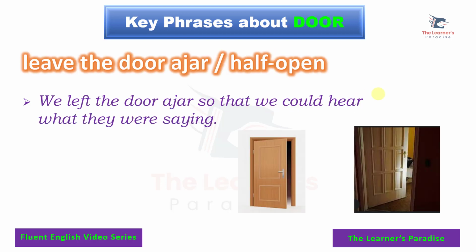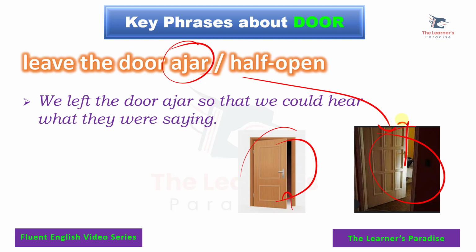Then we have, leave the door ajar or half open. Ajar is when you leave the door slightly open like this or like this. This is what you call ajar. Half open is when it's open half, right? Example sentence is, we left the door ajar so we could hear what they were saying.